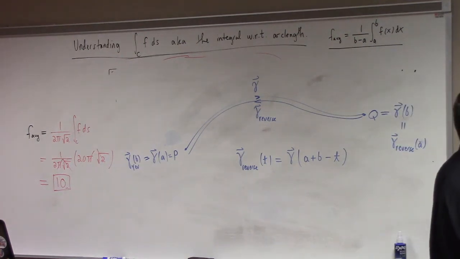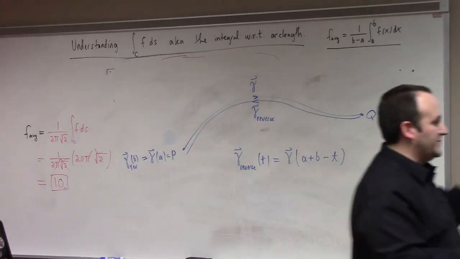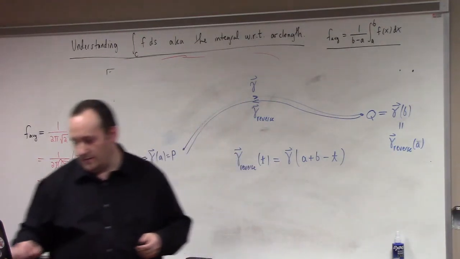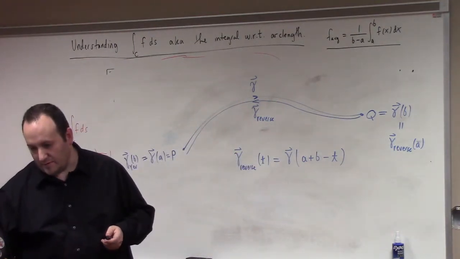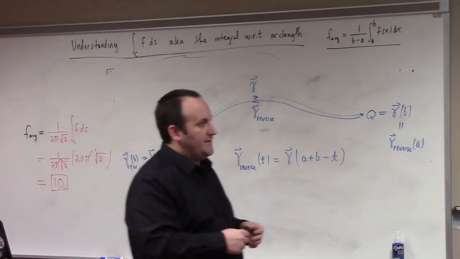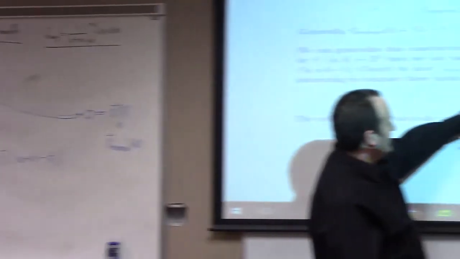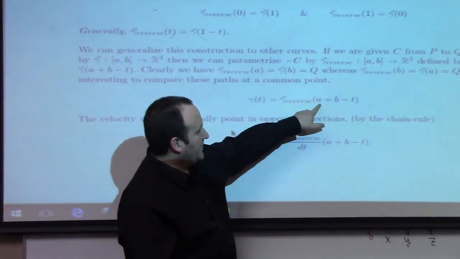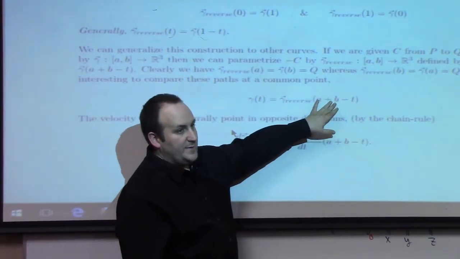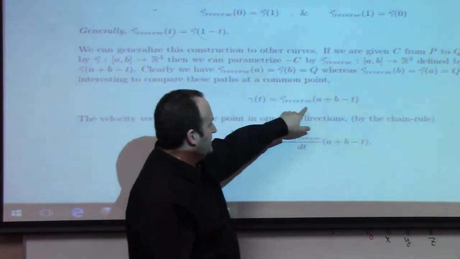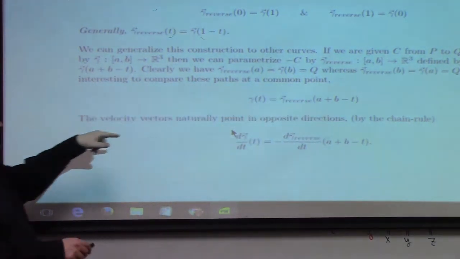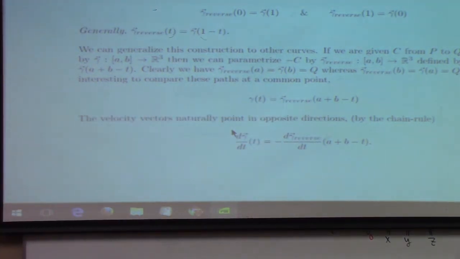Here's a specific example. I look at the reversal of a parameterization of a line. Not important, really, at the moment. The larger and rather unsurprising calculation here is if we have this relation that gamma of t is equal to gamma reverse of a plus b minus t. I mean, that's essentially the definition. This is a close cousin to the definition. Here I've got it written in the other way around.